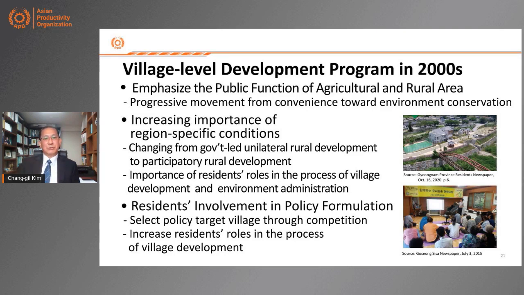So the participatory rural development approach is important, and residents are involved in policy formulation. I already mentioned inclusive rural development, the capacity factor, the capacity to influence policy or lead to rural livelihood and inclusive growth. So the policy selects target villages through competition, which also increases residents' role in the process of village development.